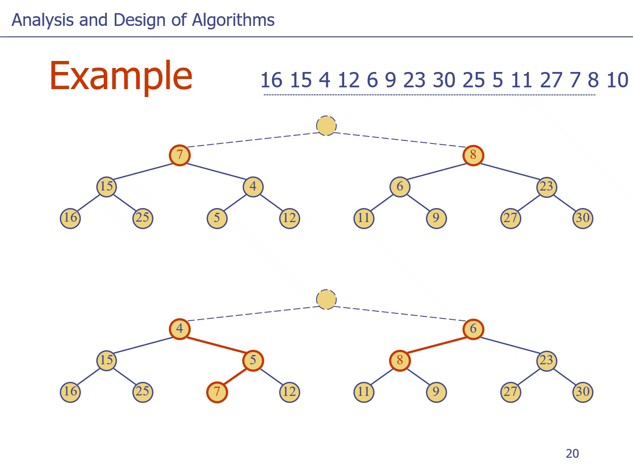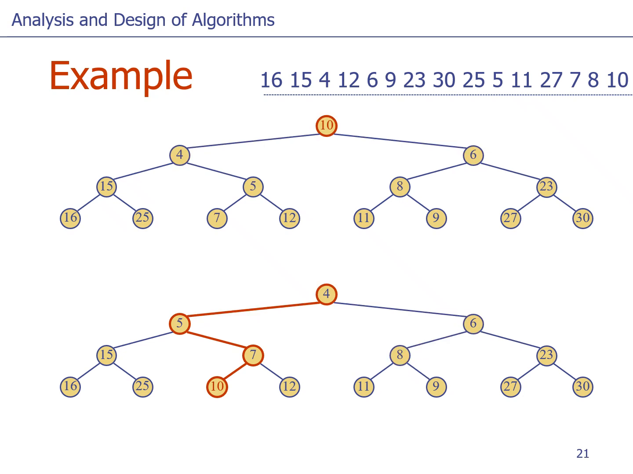The same thing for the 8. I will down heap it with the 6, bringing the 6 upward, and then that will stop there. And finally, I insert the last element in my given sequence of values, which is the 10, and again I down heap it, bringing the 4 up, and then exchanging the 10 with the 5 and the 7 to bring it all the way down.